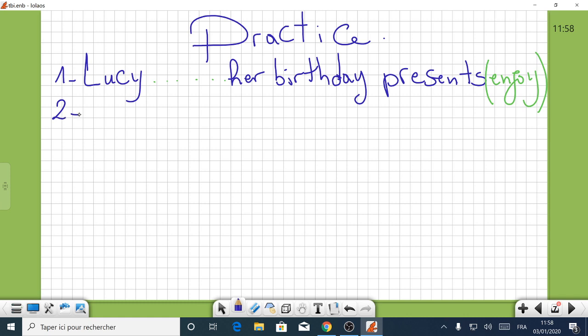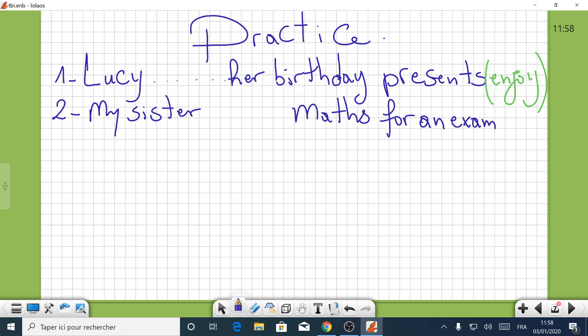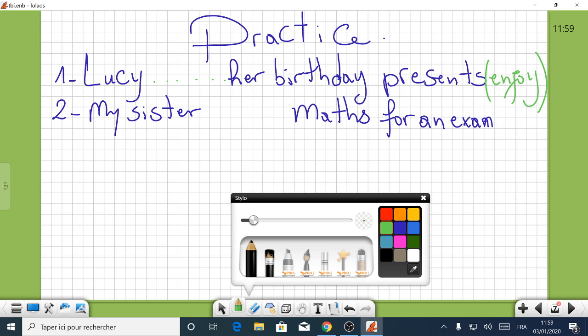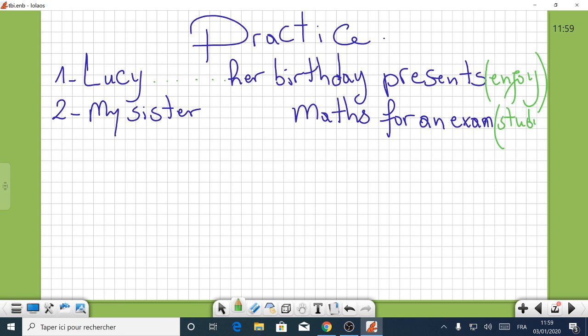Another sentence. Sentence two. We the party very much. Or my sister, just an example: my sister maths for an exam. Maths, mathematics, for an exam. And the verb, of course, now I take the color, the green color as usual. The verb is study. So, study for the exam. And then we go to the next one.